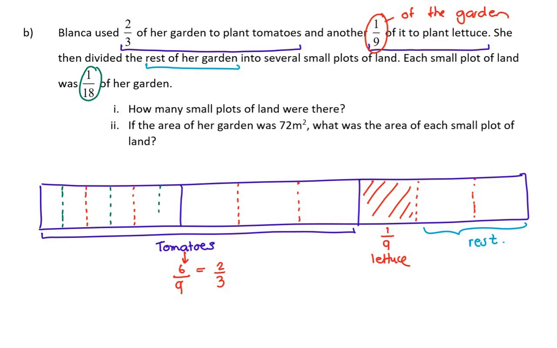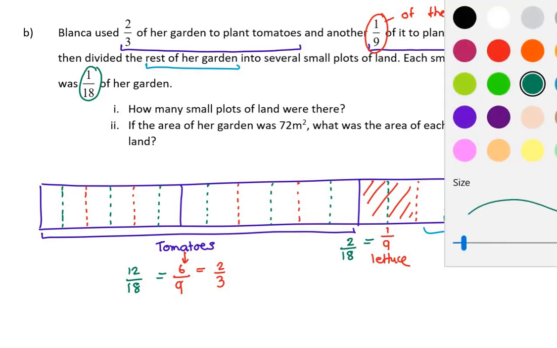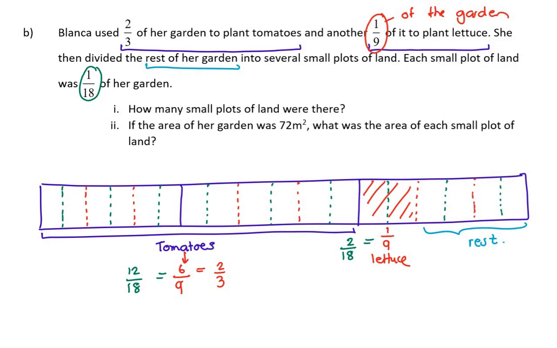Now remember, what you do to one part of the bar model, you do to everything. So everything is getting divided in half, simply so that I will then have 18 little blocks. If you count them up, I've divided everything in half, and so this is 12 over 18. So 12 blocks out of 18 are for tomatoes. If I look at the lettuce, it's 2 blocks out of 18, which is 1/9.